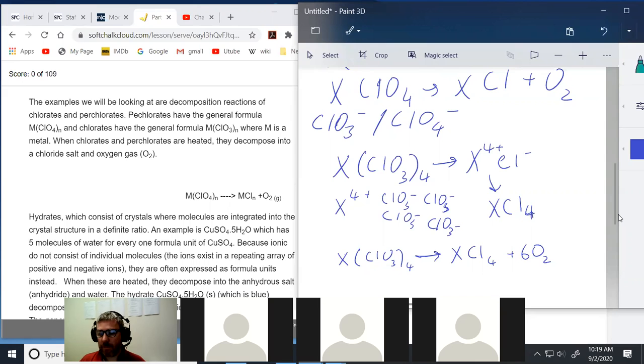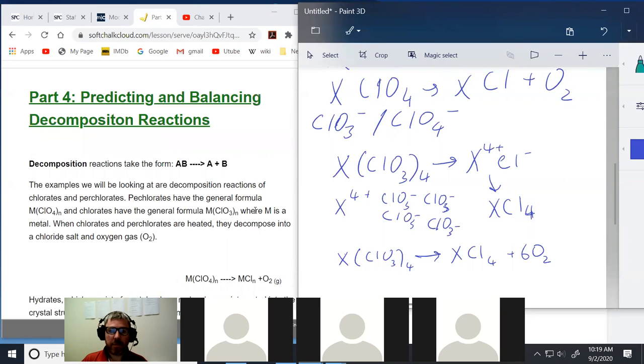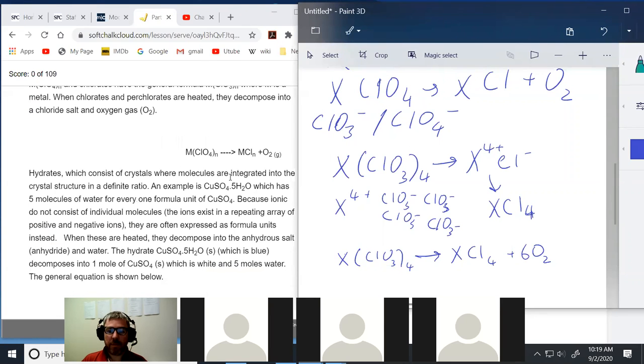What is this called specifically? Decomposition. Oh, okay. Decomposition. Yeah. Predicting the products. Okay.